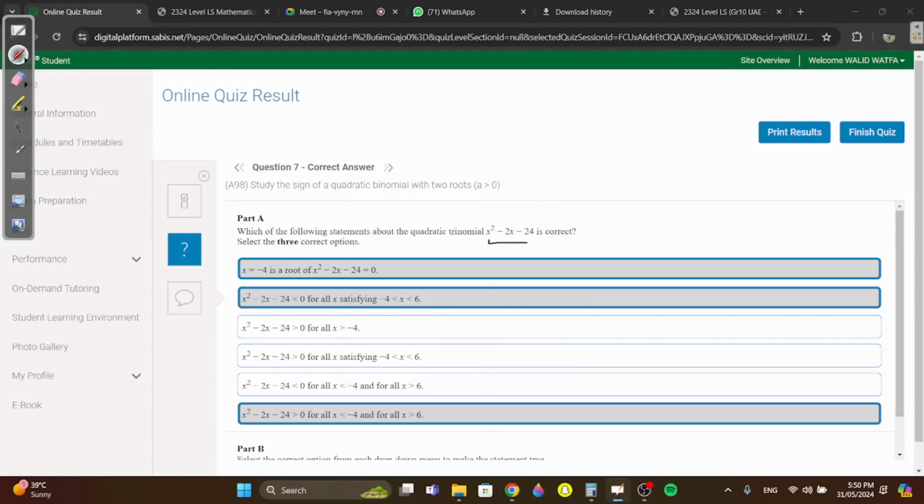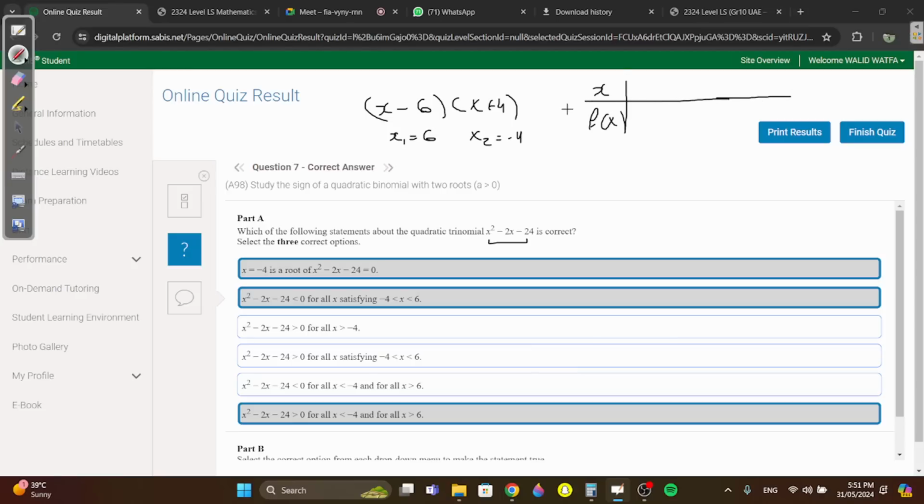Question 7. What is true about this? Again, is it factorable? Yes, it's factorable. If you factor this, you're going to get x minus 6, x plus 4. I'm not here to teach you guys how to factor. This is stuff people in grade 8 are learning. So x minus 6, x plus 4. So let's draw our f of x table. Our solutions are x1 equals 6 and x2 equals minus 4.